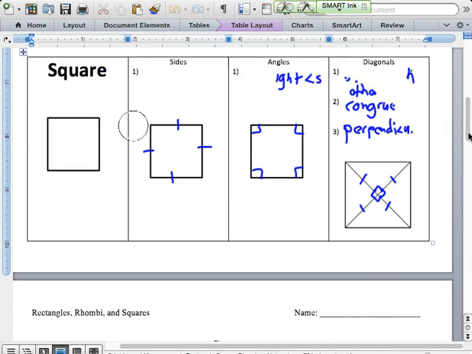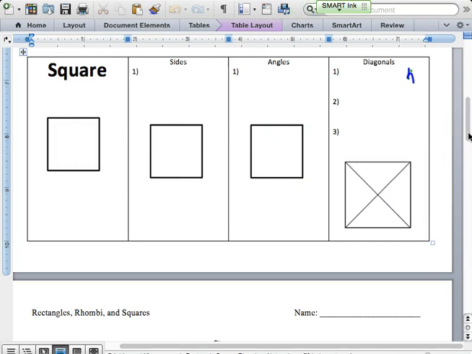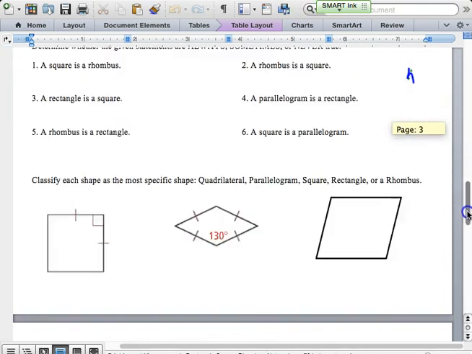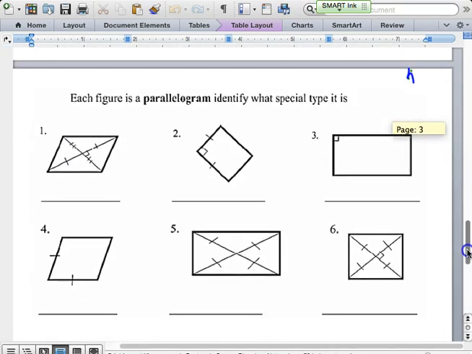So we're going to go ahead and flip over on the other side and look at these shapes right here. What I want you to do, I'm going to pause the video, and I want you to look at these shapes and determine which of the three parallelograms they are. Are they a rectangle? Are they a square? Or are they a rhombus? All right, so go ahead and do that real quick.